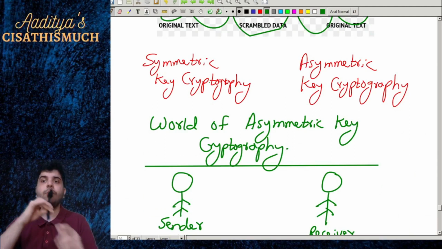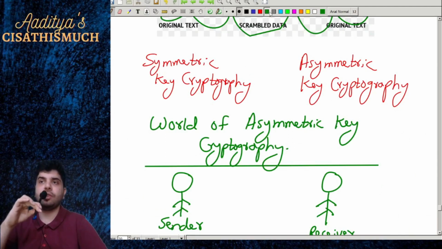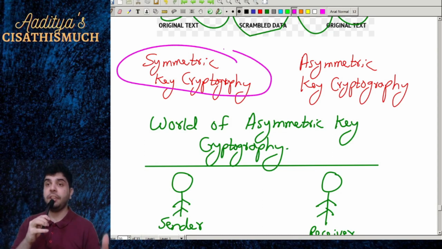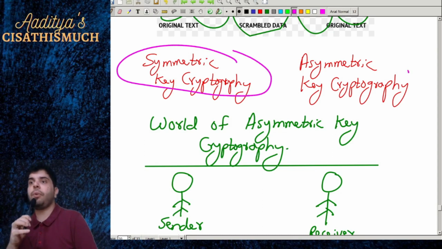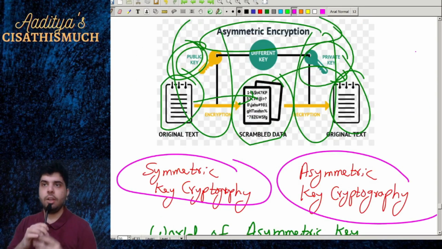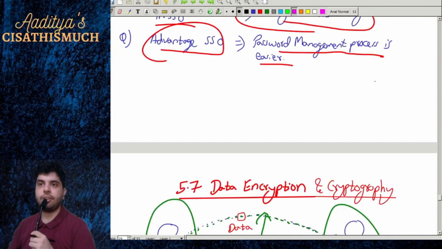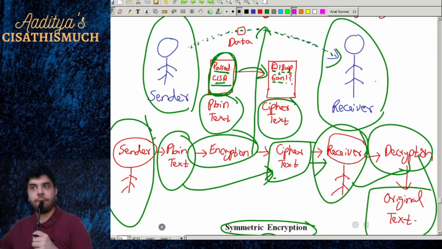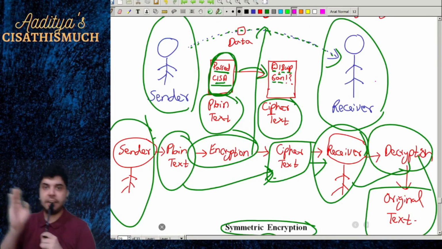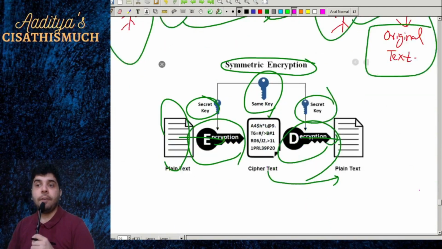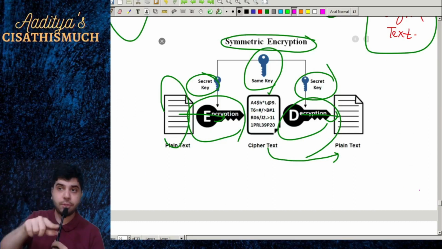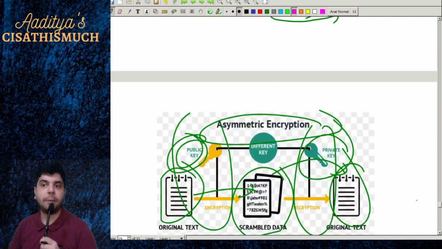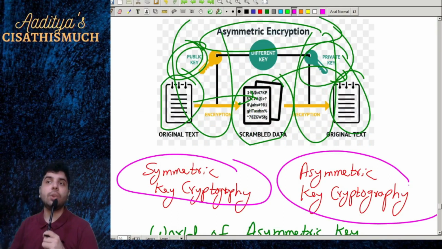Yes, so there are two things we have discussed. We have discussed symmetric key cryptography and asymmetric key cryptography. Till now, what we have discussed is that the sender is converting the plain text into ciphertext. So encryption and decryption is happening, and whenever the same key is used for encryption and decryption, it is called symmetric encryption, and whenever different keys are used, it is called asymmetric encryption.